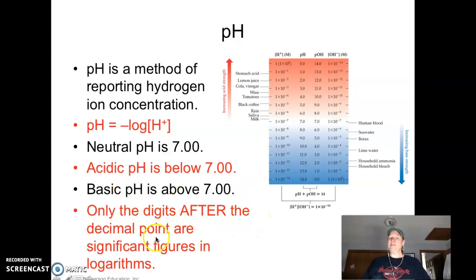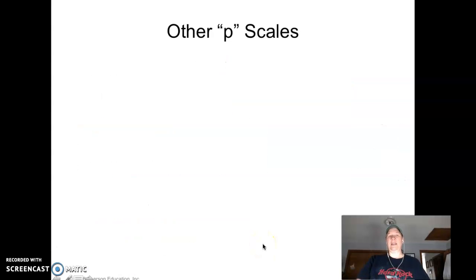Only the digits after the decimal point are significant figures in a logarithm. So what if it's not 1? Because see, if you take the logarithm of 1, it's 0, and then you take the logarithm of 10 to the negative first, that's 1. So that's why the pH is 1. But what if it isn't 1? Well, it's really easy, you guys. You just plug it in your calculator and it'll tell you what the number is, okay?